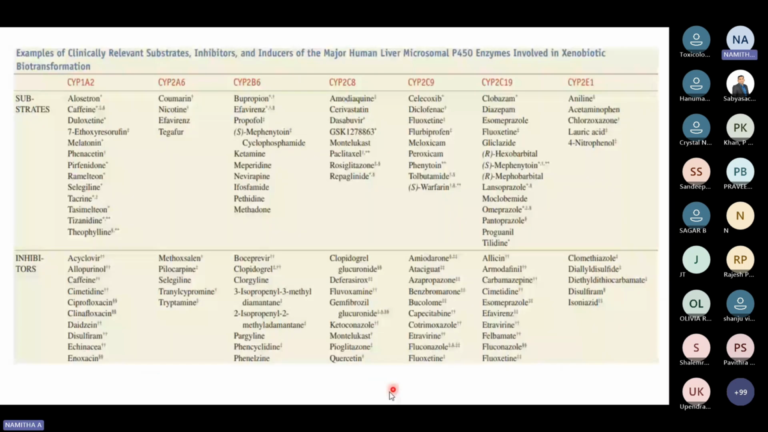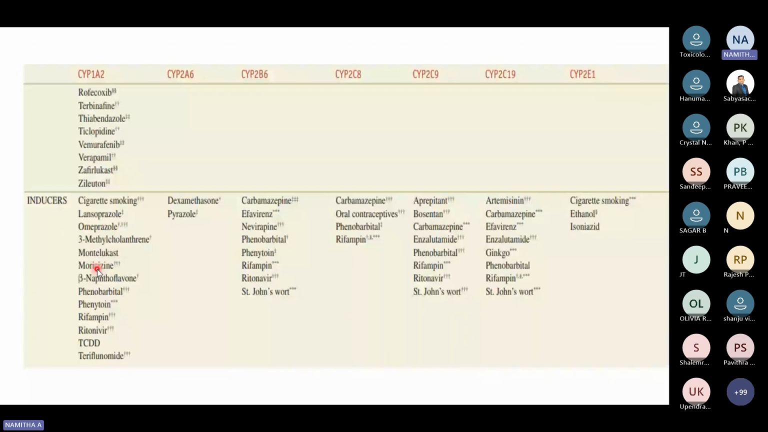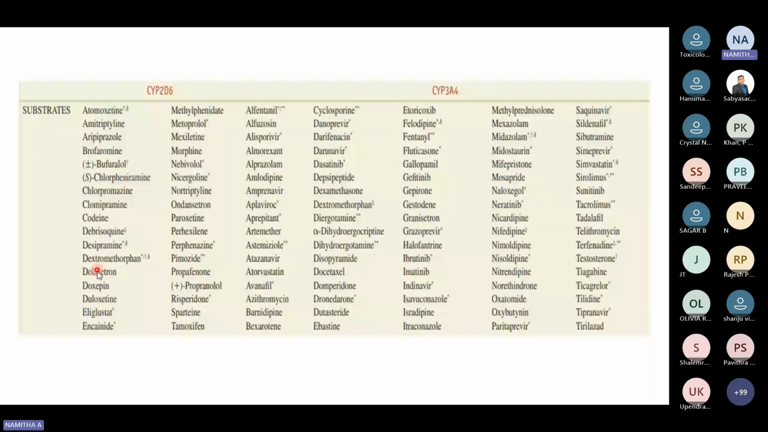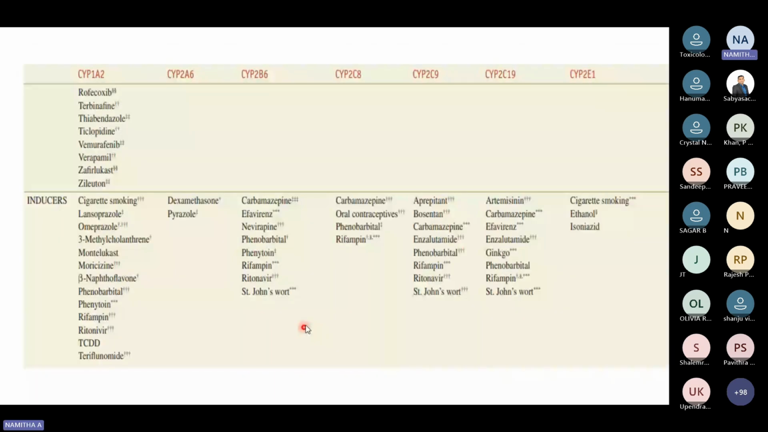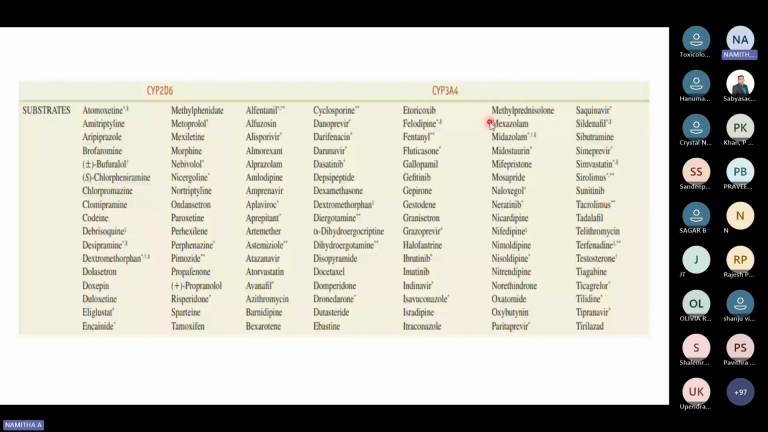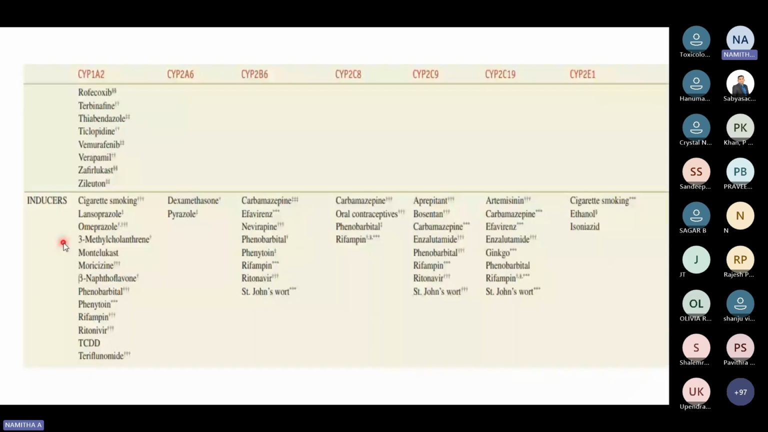So there are different substrates, inhibitors and inducers for each enzyme. This is a long list of enzymes, substrates, inhibitors and so on, which you can refer from a textbook. I've just given the main enzymes here: CYP1A2, CYP2A6, CYP2B6, CYP2C8, CYP2C9, CYP2C19, CYP2E1, CYP2D6 and CYP3A4. You can use this as a reference, but to remember all of this is very difficult.